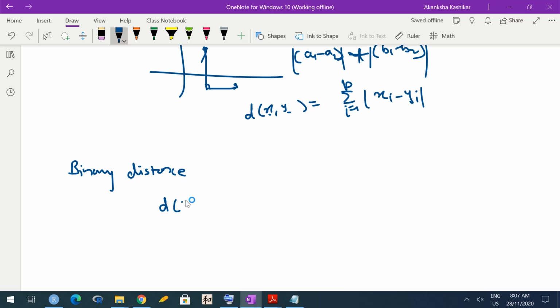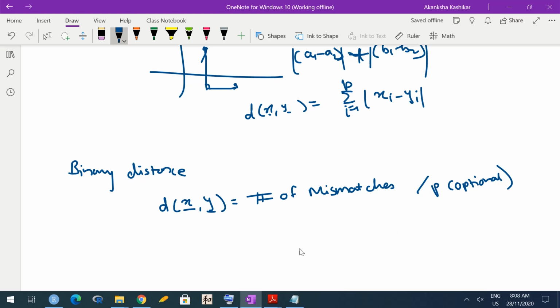So what we do is distance between any two objects x and y would be the number of mismatches, either just the number of mismatches or you can have number of mismatches upon p. So upon p is optional. What do I mean by this? Number of mismatches. So let me take, say, fruits. So I have say mango and grape, and I'm talking about say size, color, taste, and what else?